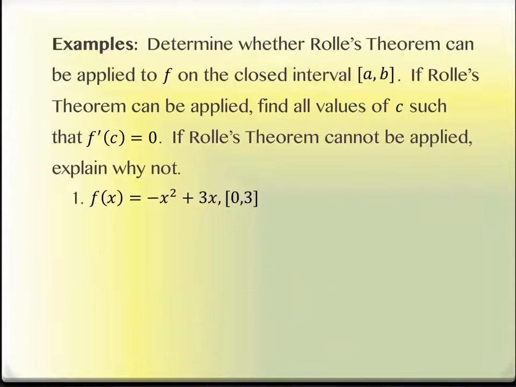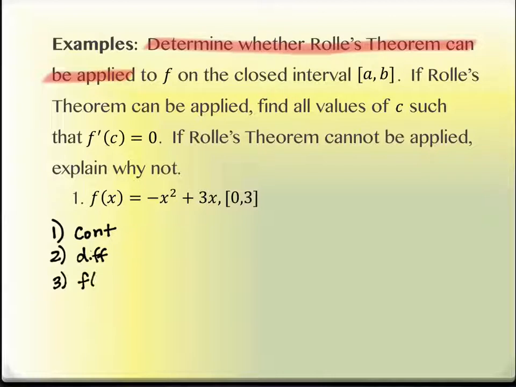So on our first example, what we're asked to do is to determine whether Rolle's theorem can be applied. That's step 1. That's a 3-step process. I feel like I'm doing the intermediate value theorem with you again. The first thing you have to do is verify that it's continuous. The second is to verify that it's differentiable. The third is to verify that the endpoints match. Those are the conditions. The part that's highlighted in red, this is how we do it.